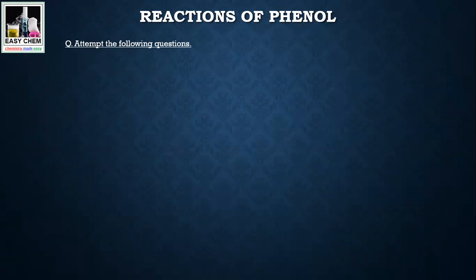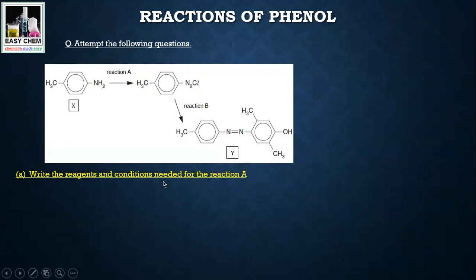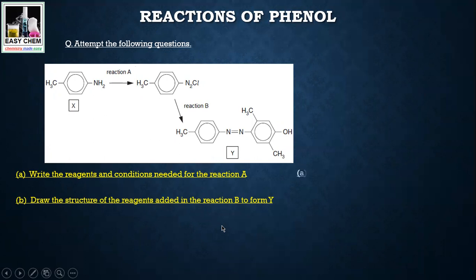With the knowledge that you have gained, we can find out the answers for this. See, what is the question now? Write the reagents and conditions needed for the reaction A. Draw the structure of the reagents added in the reaction B to form Y. First answer is given. Write the reagents and conditions needed for the reaction A.